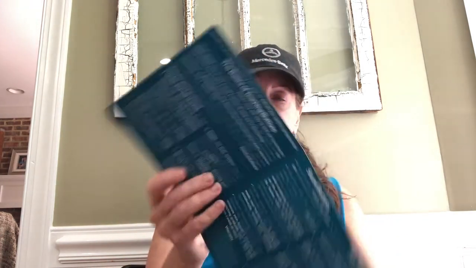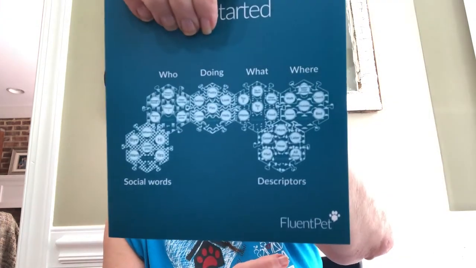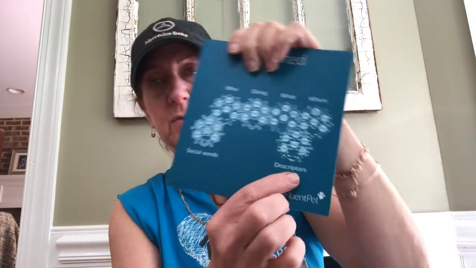I'm going to put it over here. They suggest that you start really simply and not start with the human development of language for children. It starts with who doing what where. For example, mommy making dinner, hamburgers in the kitchen, like that. That's more complicated. And then you also have social words and descriptors. They suggest you start out super basically.